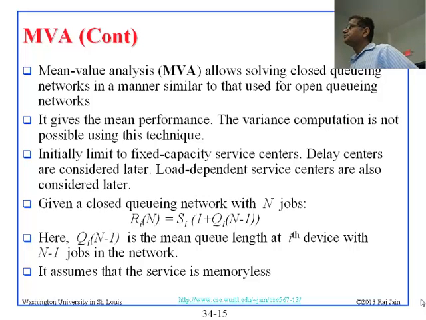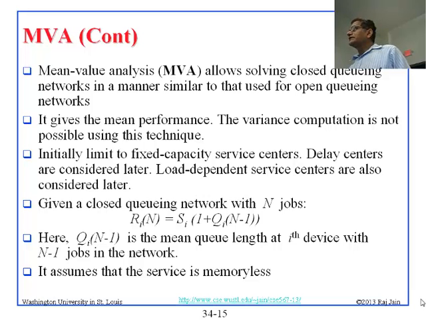Right? I will have to fix that. But Ri as a function of N, right? Equal to Si, which is not a function of N, times 1 plus Qi as a function of N minus 1. So if we know the Q at N minus 1, then we can find out the response time with one more user. The new user comes into this device. It has to wait for the previous jobs to finish, and it has to service itself.